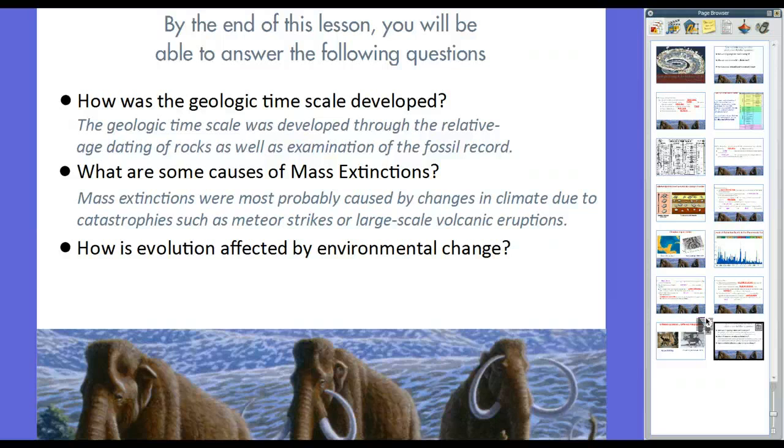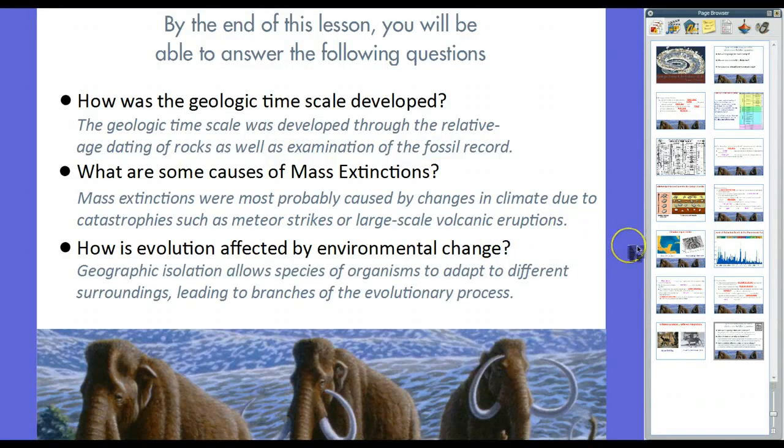Now, how is evolution affected by environmental change? Climate change will kill off organisms that can't adapt fast enough, but also, under uniformitarianism, slower geologic processes cause other things, for example, geologic isolation. It allows species of organisms to adapt to different surroundings, leading to branches of the evolutionary process. If you go far back enough, you'll end up with radically different organisms like you saw in Australia and in Africa, but they still fill the same ecological niches, and they kind of look like each other.